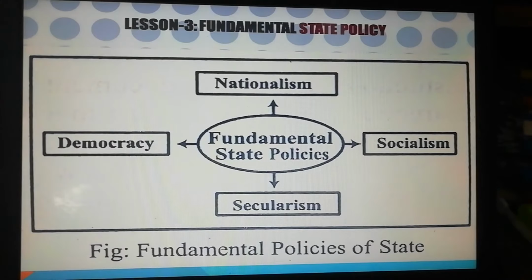And out of those, nationalism is the first one. What is our nationalism? We like to give our identity as Bangali. So our nationalism was said to be Bangali nationalism. So what is Bangali nationalism? As being a Bangladeshi citizen, we have taken birth in Bangladesh and we have a common language.